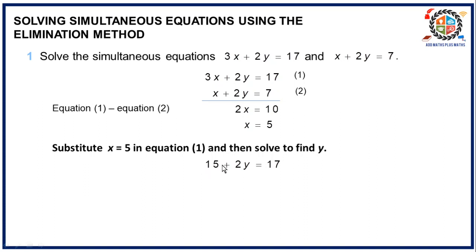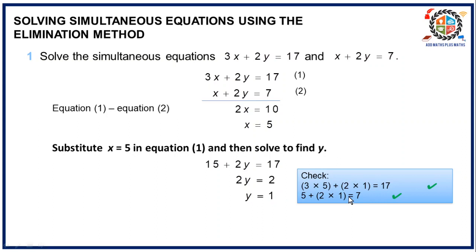I'll take away 15 from both sides, so it becomes 2y is equal to 2. And I'll divide both sides by 2, y is equal to 1. So you now know the value of x and the value of y. As simple as that. That will be our elimination method.